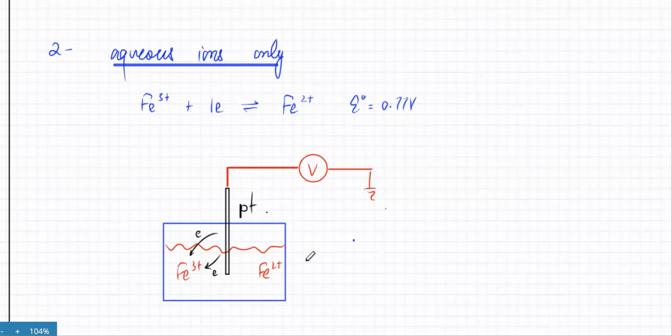Got it. So remember this: when you have aqueous ions only, you just put the aqueous ions in the solution and you put a platinum electrode in it. Whatever charge builds up would tell you if it's very positive, that means it really likes to gain electrons, and the equilibrium wants to gain electrons. And if it's negative, that means the equilibrium is favoring the backward side and it's trying to lose electrons. Is this clear? Yes sir.